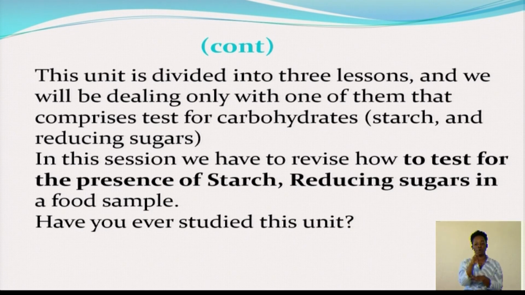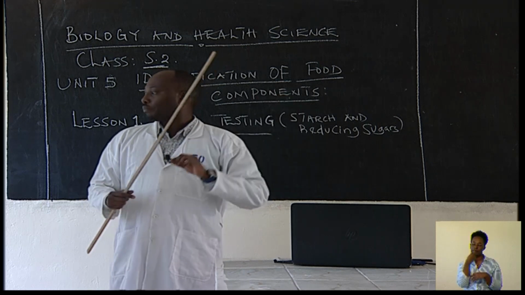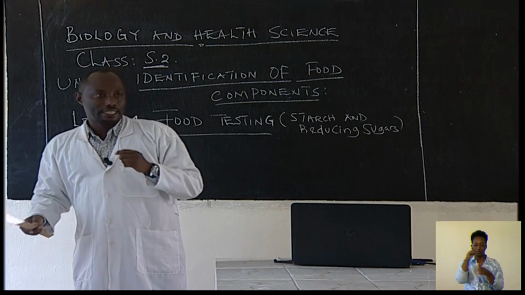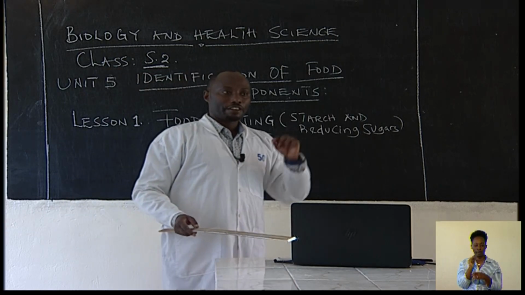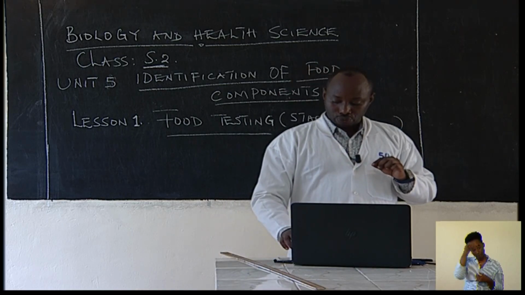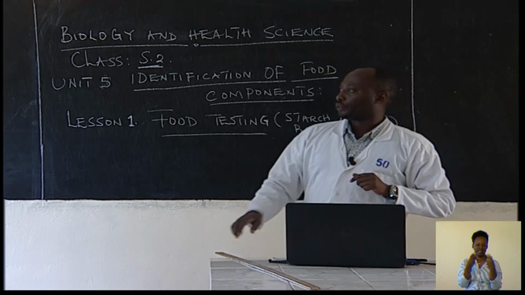That's why we have RSB, Rwanda Standard Bureau, that is able to measure and say, this food contains starch, this food contains proteins, this food contains mineral salts. So we are going to test now starch. Can we say the food contains starch? Can we say food contains carbohydrates as an example of reducing sugars? So have you ever studied this unit, student? If you have ever studied that unit, it is very easy for you to understand what I'm telling you.